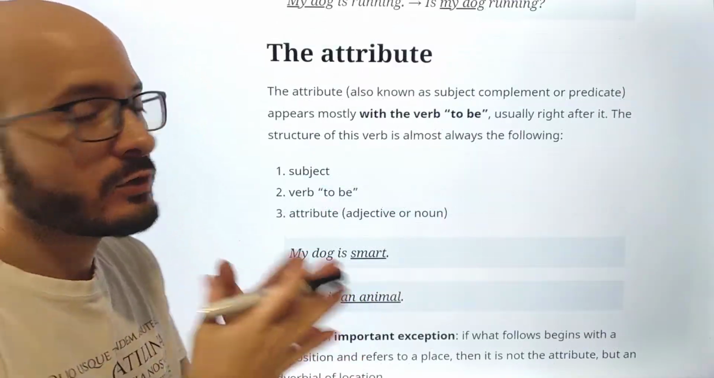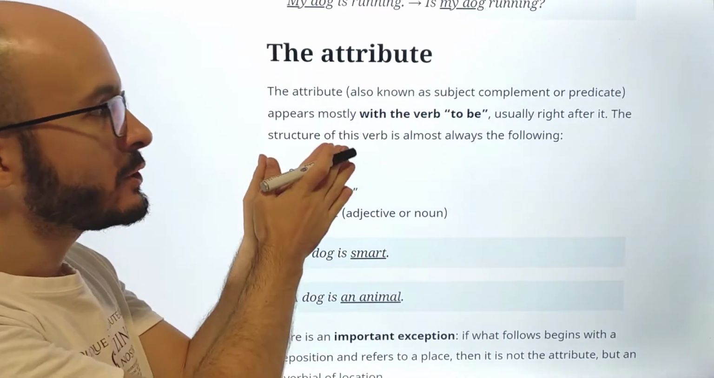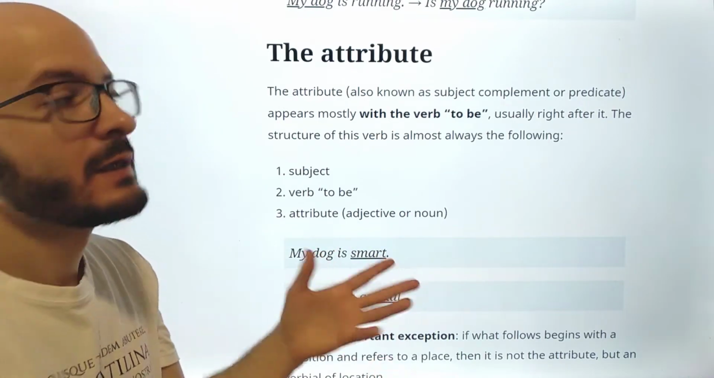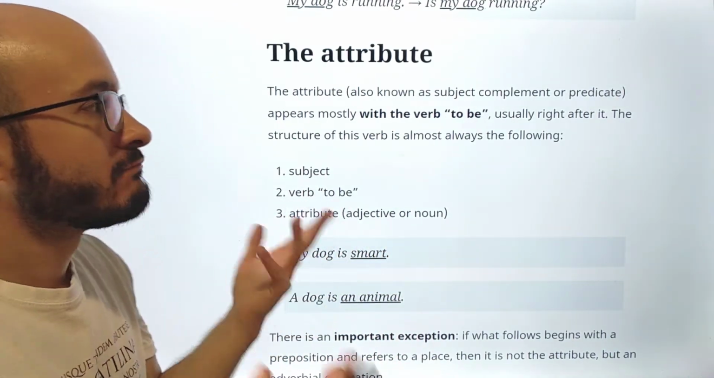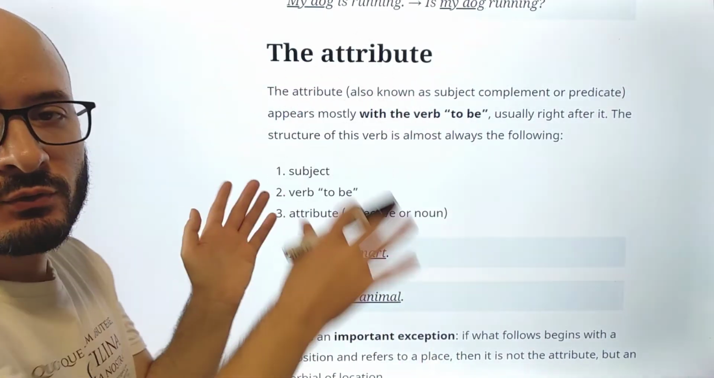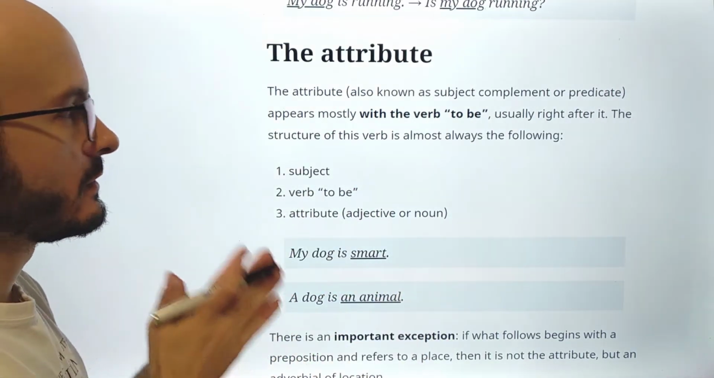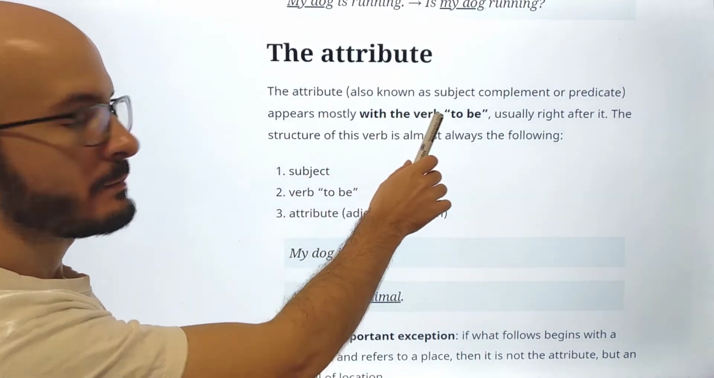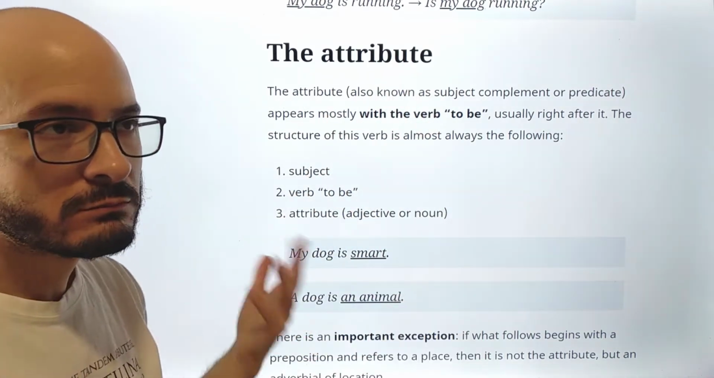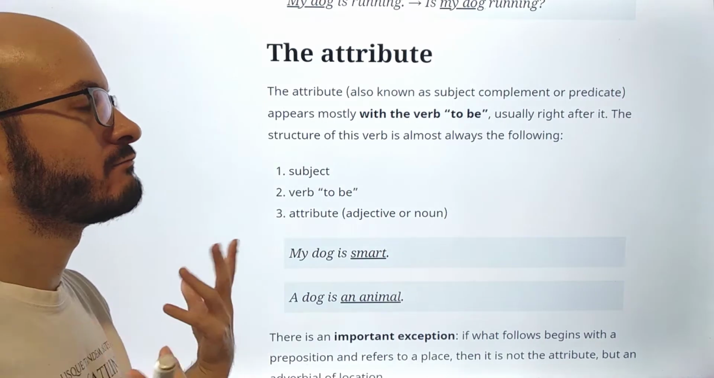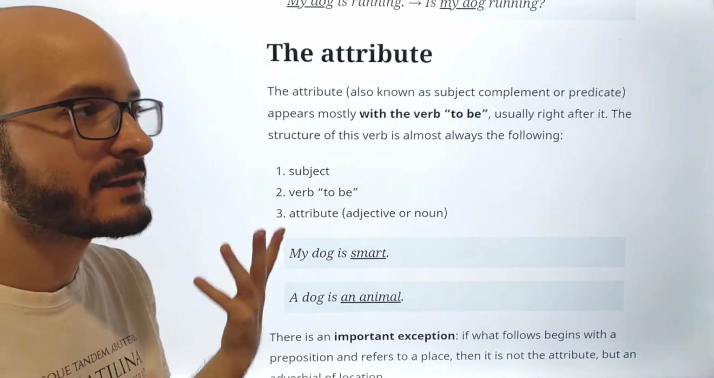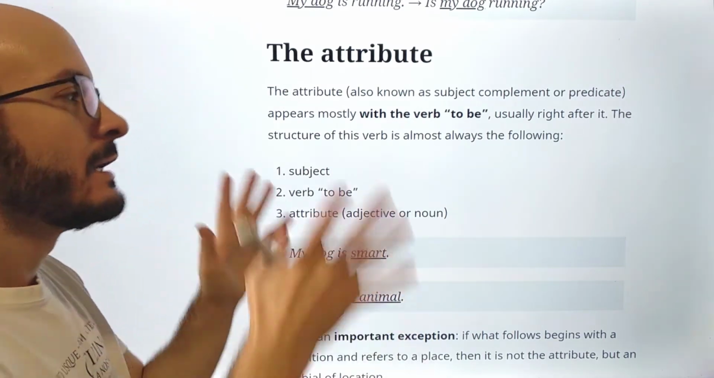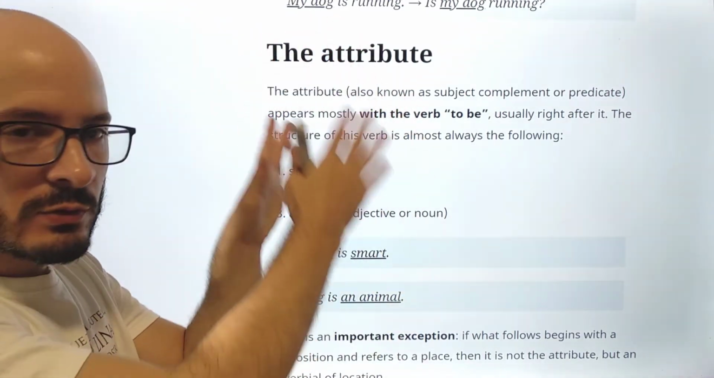Then we have what I prefer to call the attribute, also known as subject complement or subject predicate. There might be other names. All of them are fine. I just prefer attribute, okay? But you can call it whatever you like. So the attribute appears mostly with the verb to be. Now, other grammars might say that the attribute also appears with other types of verbs, etc. But now let's just focus on this, okay?